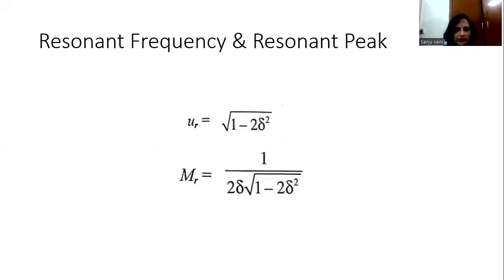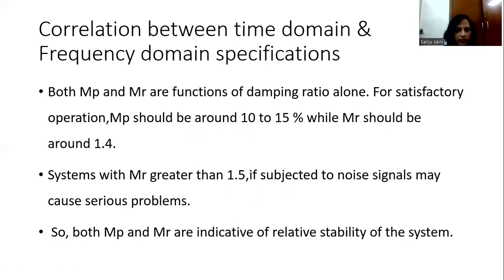Resonant frequency and resonant peak are given by this expression. Here delta is basically the damping ratio. So the value of the resonant frequency is dependent upon the damping ratio delta, and the value of the resonant peak is also dependent upon the damping ratio delta. So what is the correlation between time domain and frequency domain specifications?